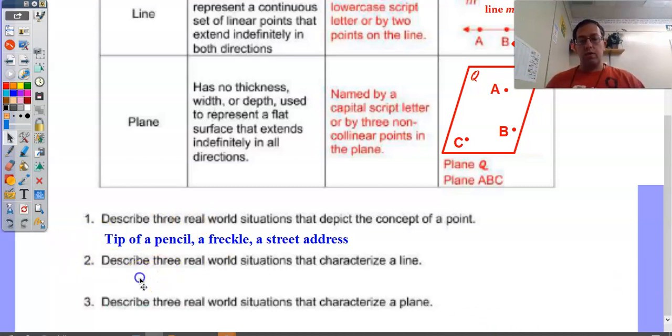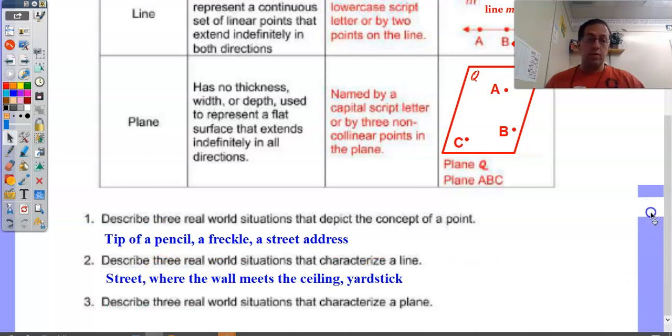3 real-world situations for a line. Well, it could be a street. You know, if I'm using an address for a point, well, the street's kind of like a line. It goes on for a very long way. It's not really a line because it does stop, but it's kind of like a line. Up there, you see where the wall meets the ceiling. That's pretty much a line. Again, it's not really a line, but it could be characterized as a line. Or a yardstick, right? Very short line.